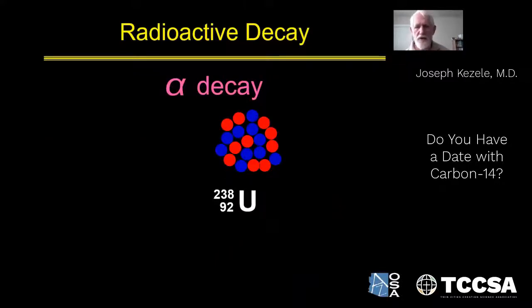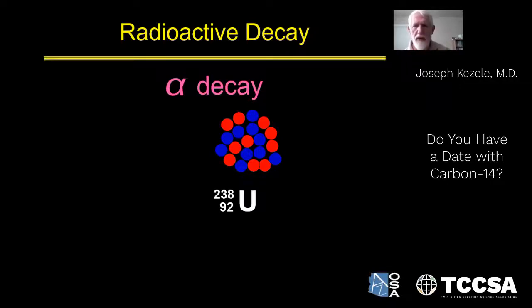And I'm going to just show you a representation of a small part of the uranium nucleus. So the number on top there, 238, refers to the sum total of the number of protons plus neutrons to make the total number for the atomic mass or atomic weight. 92 refers to the number of protons. And that's what determines the fact that this particular atom is uranium.